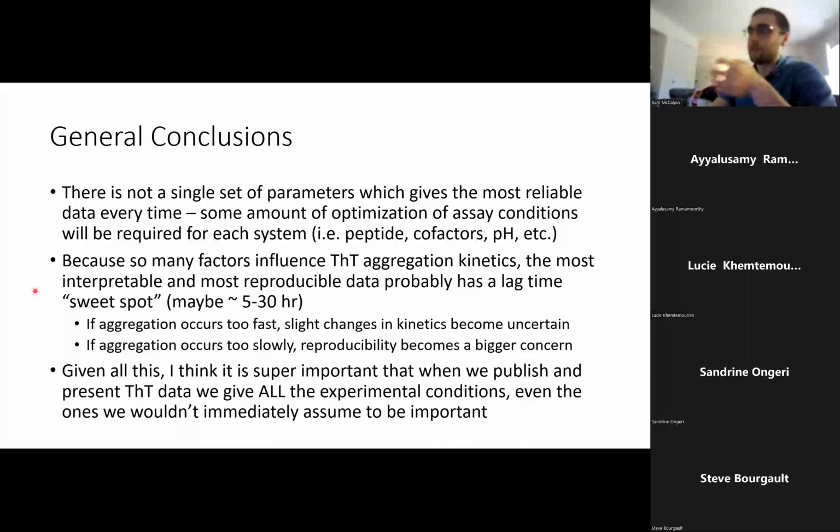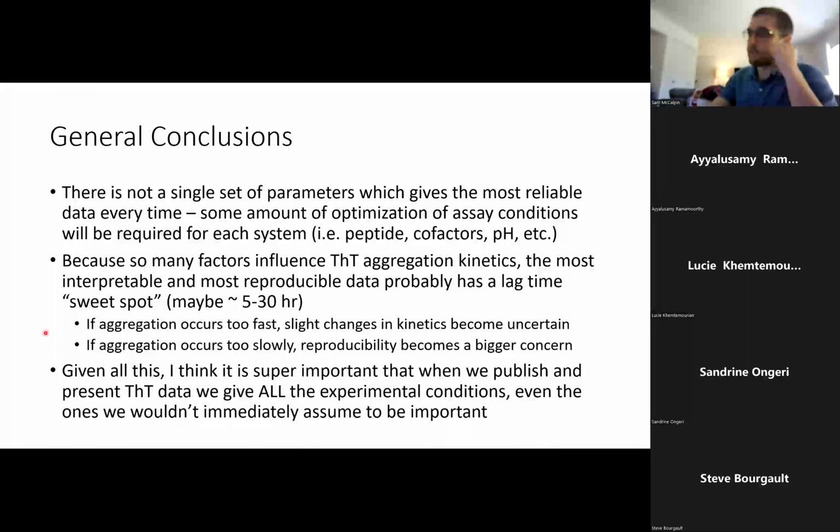I do have this sense that because so many of these factors influence the kinetics of the experiment, I wonder if there's maybe a sweet spot. So when you're choosing your parameters, whether they increase or decrease, accelerate or inhibit the aggregation, maybe there's this sweet spot in the lag time or the kinetics of the aggregation that will give the most reliable or interpretable and reproducible data. Not to say that you can't have data outside this range that is good, but just that maybe there's this sweet spot that might be something to shoot for.